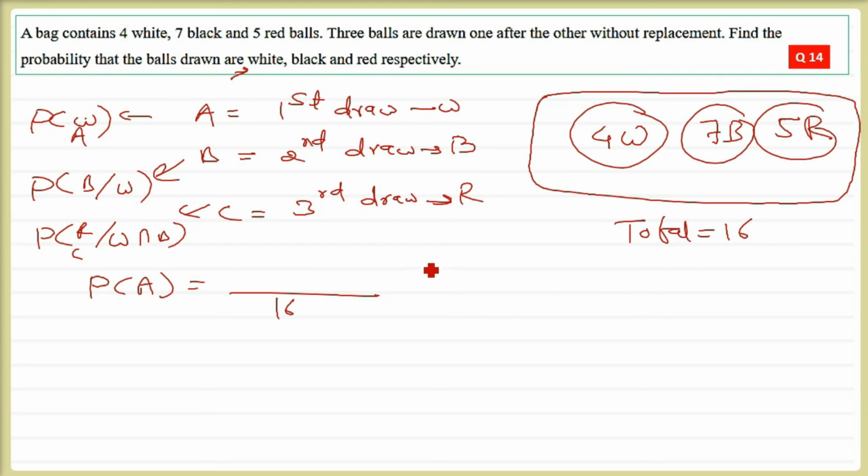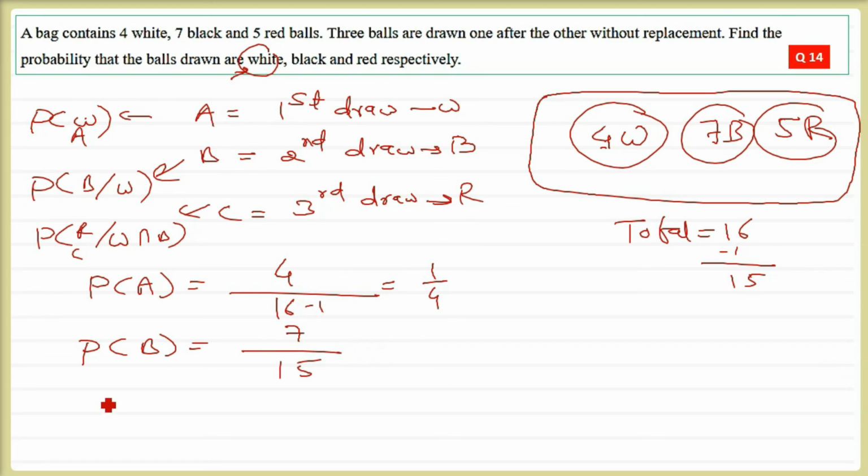I'm just adding these 3. In 4 whites, any can come. So 4 by 16 because 4 are whites, 1 by 4. Probability of getting the black ball: but now in 16 balls, 1 has already been taken. So 15 are the total number of cases, 16 minus 1 is 15. But the black balls remain unchanged because the first ball came as the white ball. So we have all the 7 black balls at our disposal. So 7 by 15.